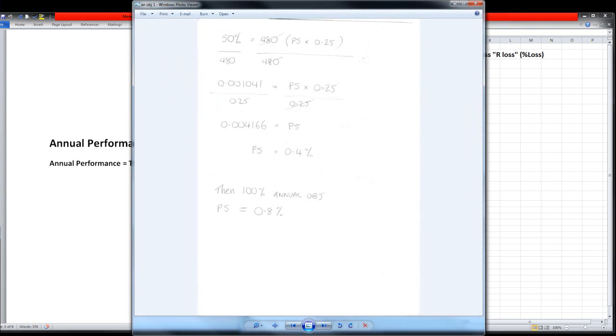Let's have a look at another one here. 50%. I've just taken the exact same thing, 50% now. So same figures, 480 trades, PS times expectancy of 0.25, divide both sides by 48, gives us that figure there, 0.001041, equals position size times our expectancy. So divide both sides by expectancy, gives us that figure divided by that figure. So now we've got 0.004166 equals position size, meaning 0.4%. So to make 50% in a year, we should be risking less than 0.5% of our account.